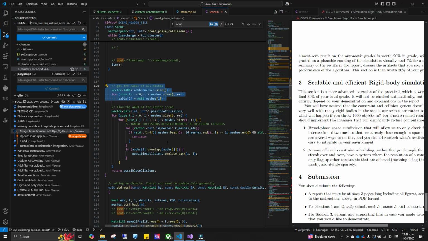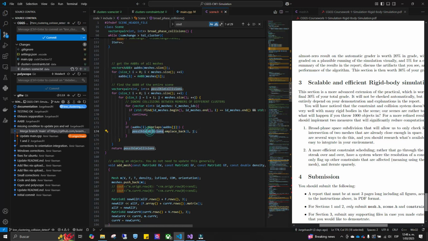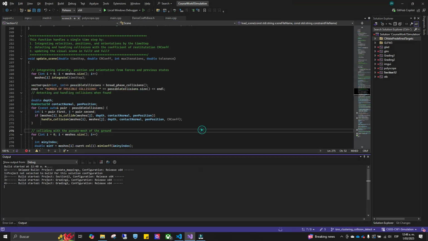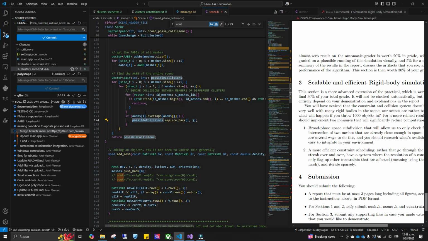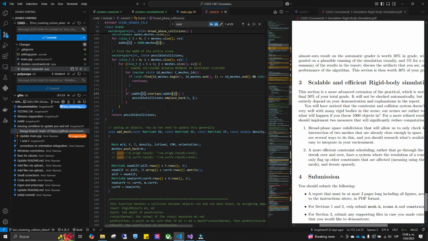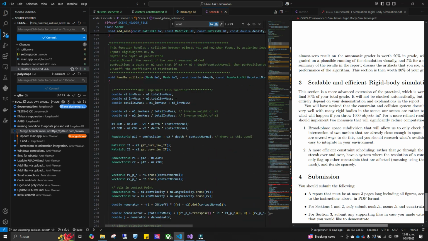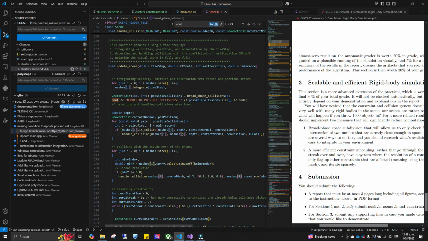So yeah, this is where I build the list of objects that are very likely to collide, and I ignore those that are not in the same cluster, so they should be quite far away. I will run the simulation again, and I'm printing every time the number of expected possible collisions in the simulation, and this number should be much smaller than the one that we had before.